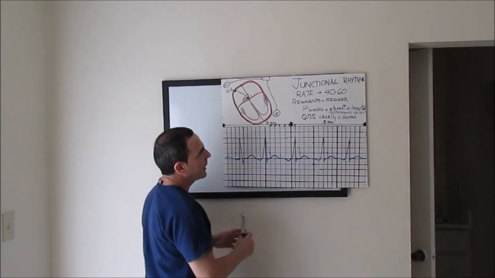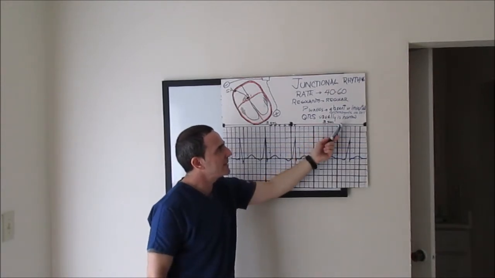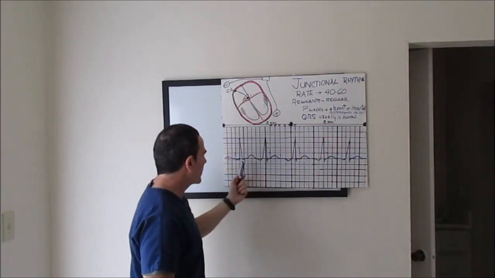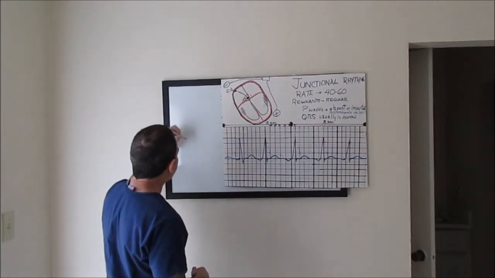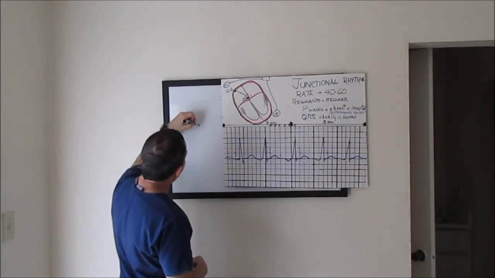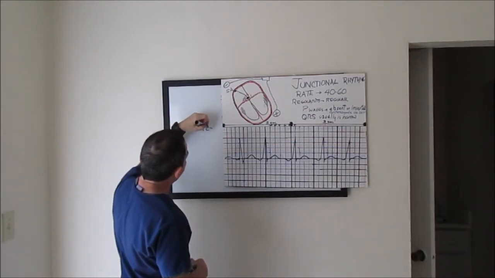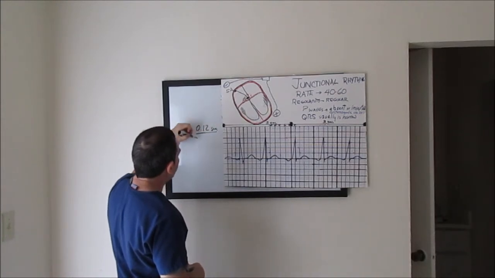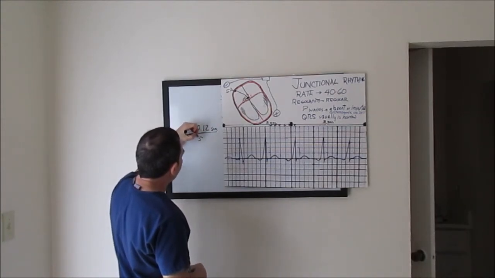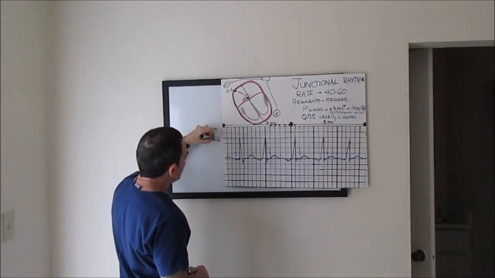Another feature of this rhythm is that the QRS is usually narrow. Look at this, it is less than 0.12 seconds, no more than 3 small boxes. That's okay.